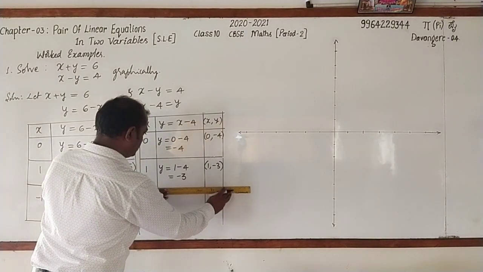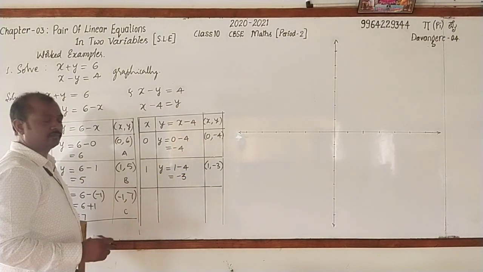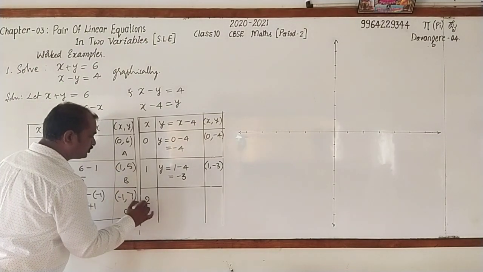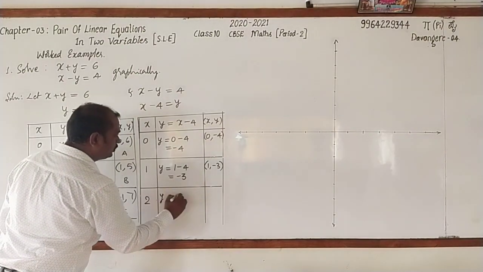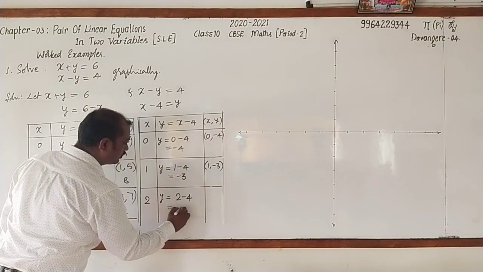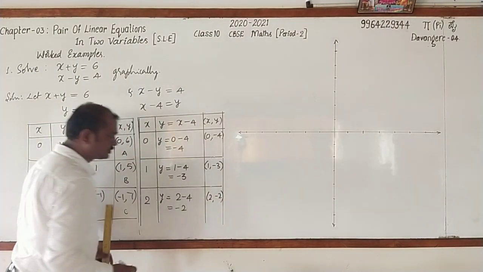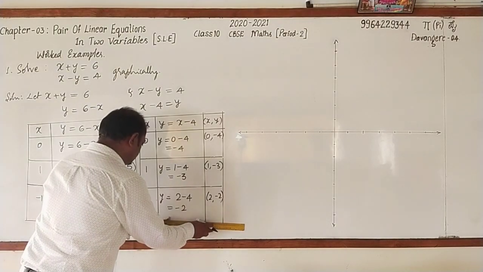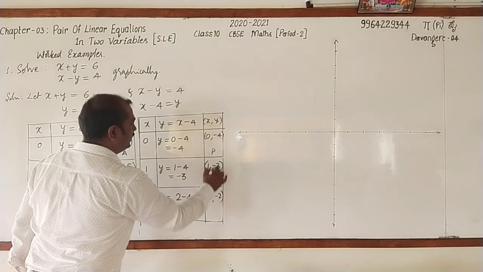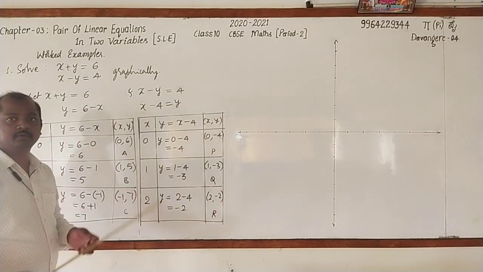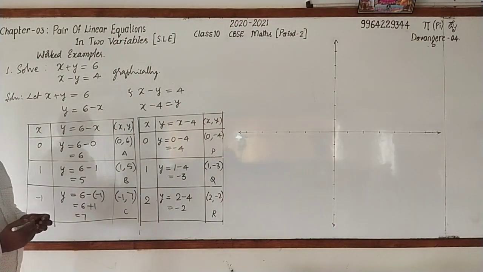Next, another value for x. Minus 1, 2, 3. This time I am going to take 2. Let us substitute 2 in place of x. Y equal to 2 minus 4, which is minus 2. When x is 2, y is minus 2. Hope that you all have understood. Now you can name these coordinate points as P, Q and R.